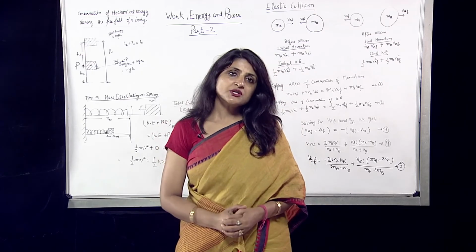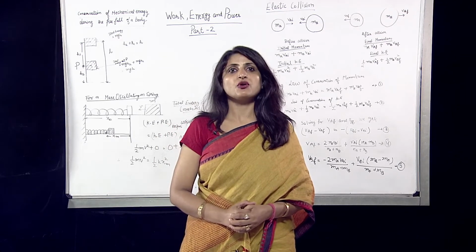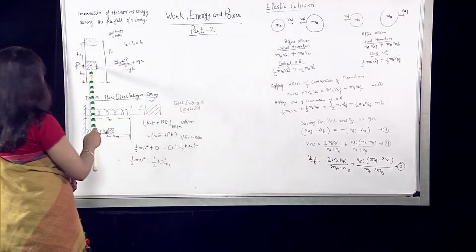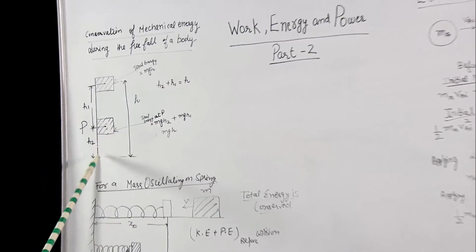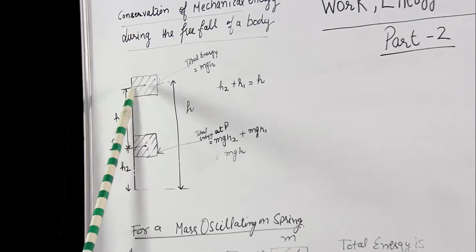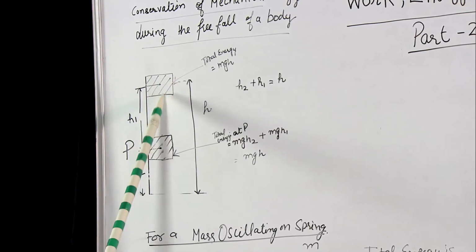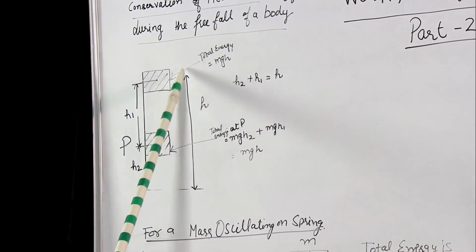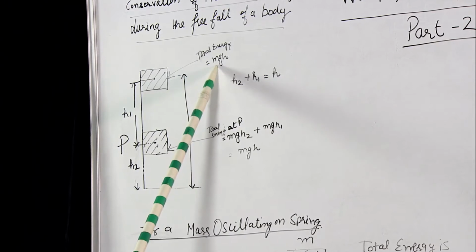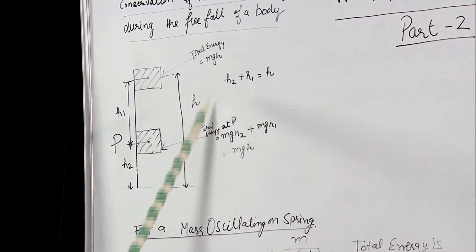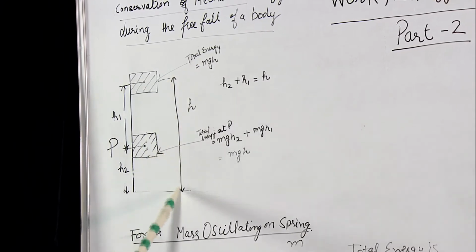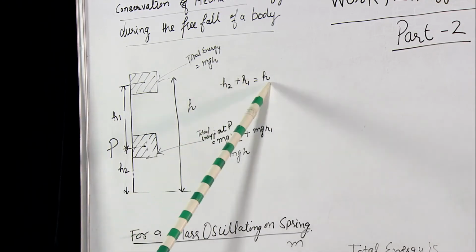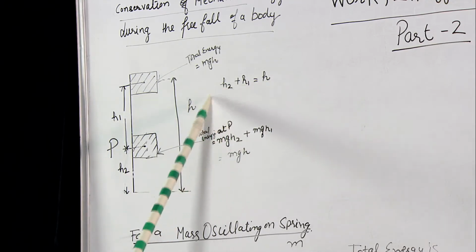Let's see the conservation of mechanical energy during the free fall of a body. For this, let us consider a mass m which has been taken at a height h2 and it has been shifted upwards through h1 so that it reaches the height h above the earth's surface. Here the total energy is given by the potential energy, which is equal to mgh, where h is the height it has attained. This height h is the sum of height h1 plus the height h2, given by the equation h equal to h1 plus h2.